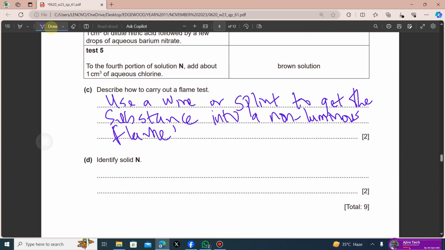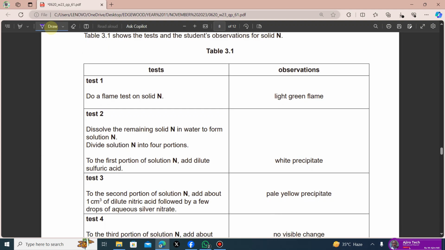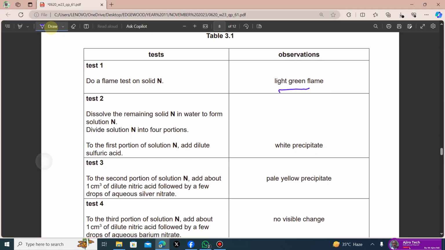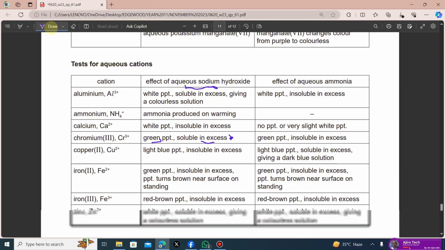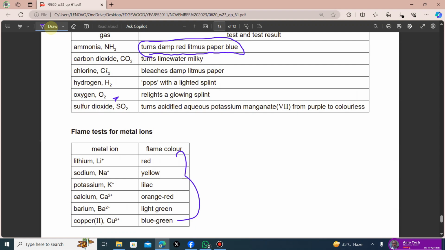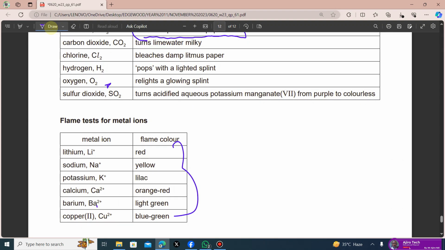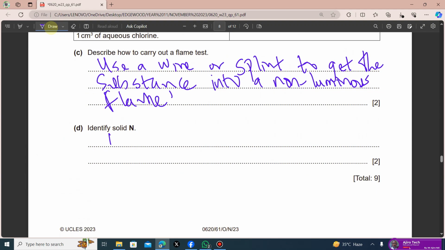So the next question says, identify solid N. Now, look at what was performed on solid N. A flame test on solid N gave a light green flame. So we'll consult which metal ion gives a light green flame. You see, light green flame is for barium, the barium ion. So solid N simply contains the barium ion.